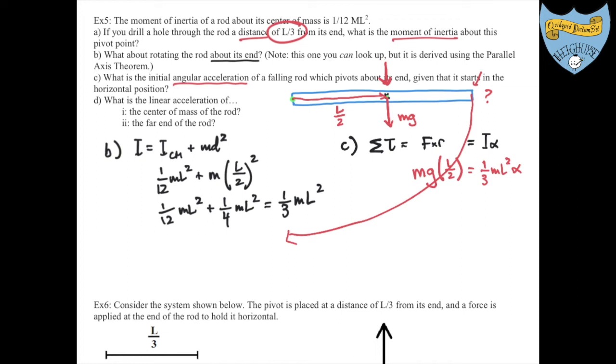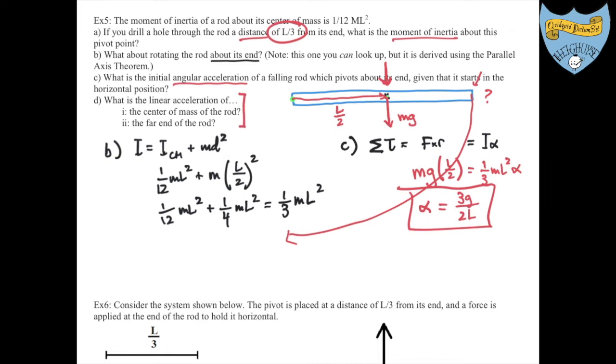All right, well, a little bit of algebra later, and we should be able to get that alpha is 3g over 2L. Wonderful. There's our answer. All right, so that's the angular acceleration. D is asking a useful follow-up question. They're asking about the linear acceleration of, and then various points on it.